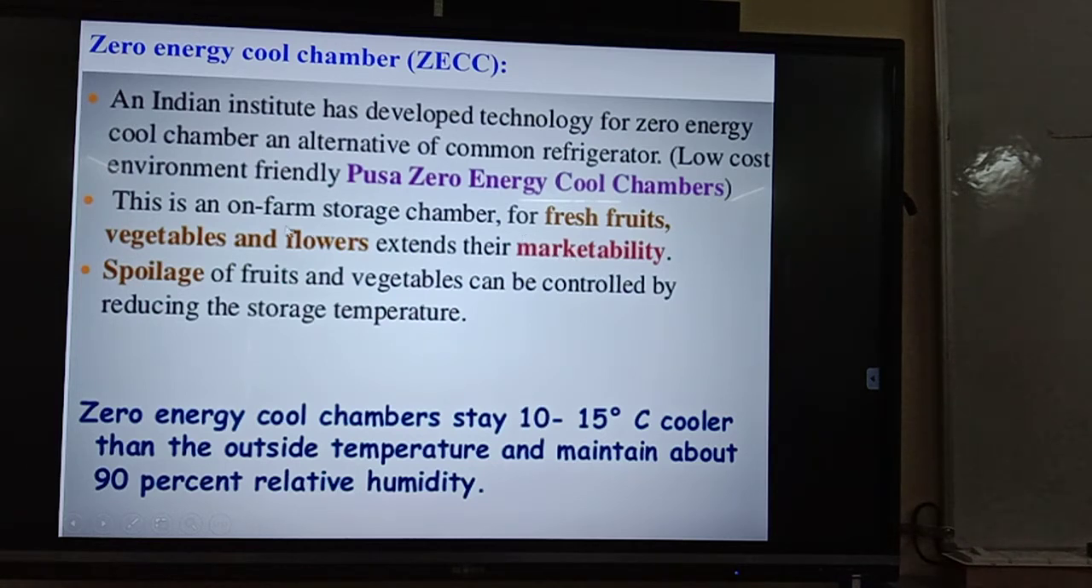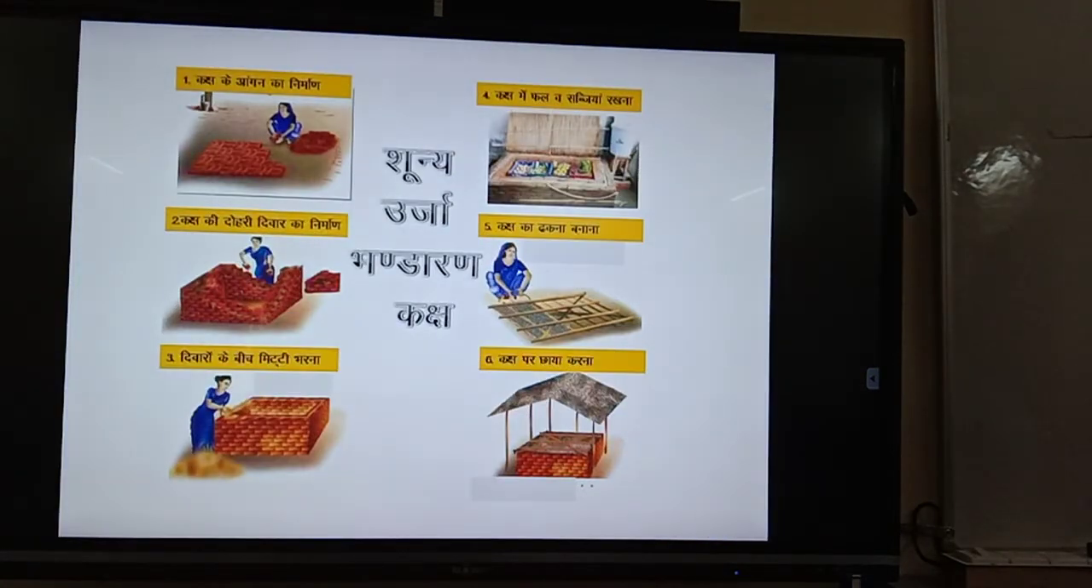The spoilage of the produce we can also control due to the low temperature. In general we will be able to reduce the temperature by 10 to 15 degrees centigrade compared to the normal or open condition, and the humidity always remains 90%. So in that condition we can easily store our produce in better condition. This is the method of how we can prepare the zero energy cool chamber.